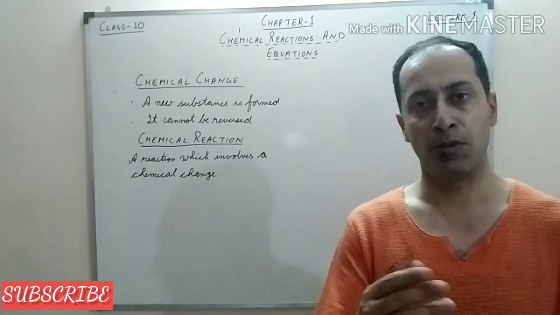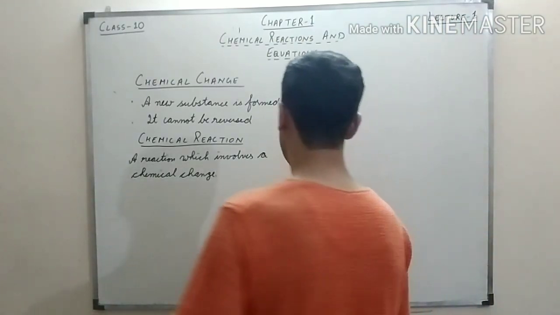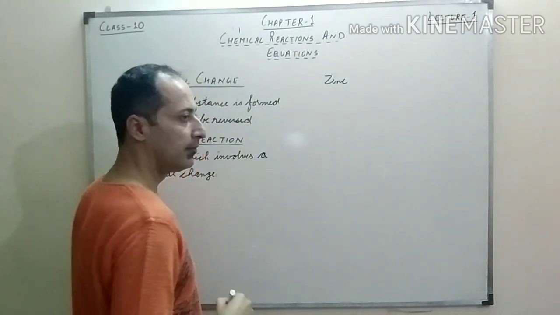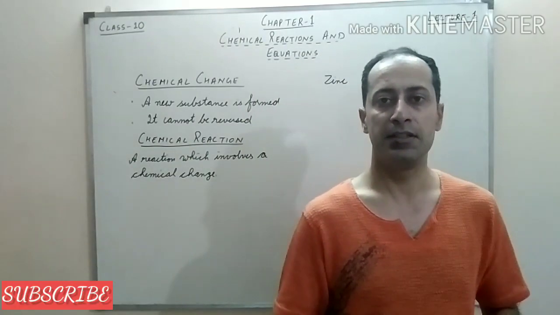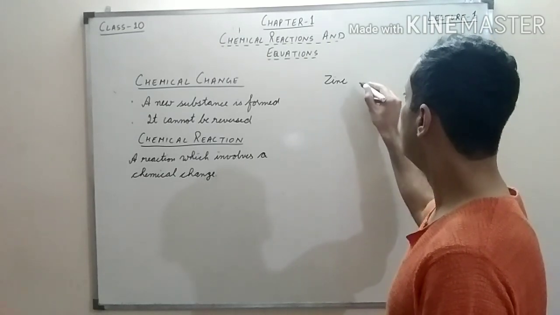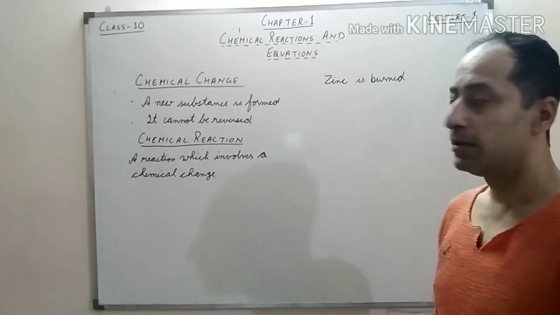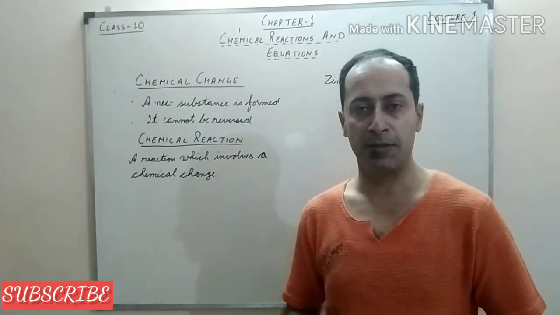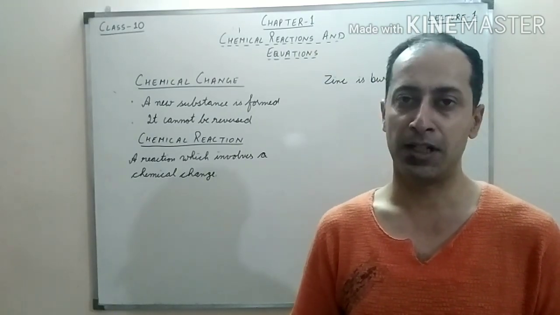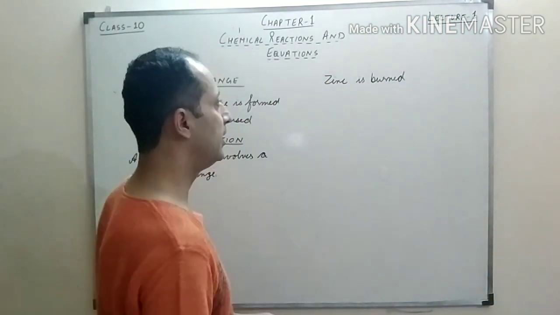Let's take a few examples from your NCERT book. Let's see the first activity. They say, if we have zinc metal, whose color is silver, if you burn it, so you say zinc is burned. Now what happens? Burning is again a chemical change, as we have seen in the starting of this lecture. You burn something, it's a chemical change because something new is formed. So when we burn zinc, what happens basically?